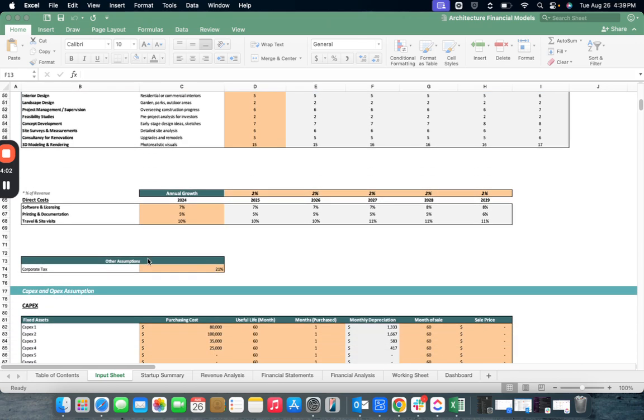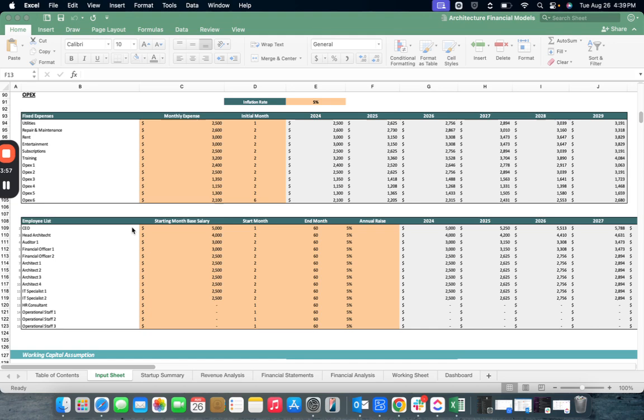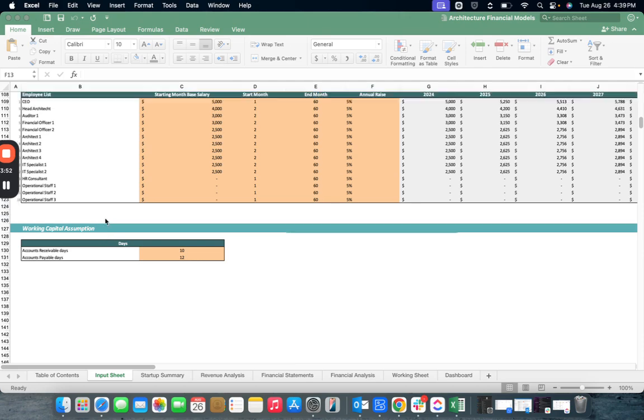Then we have other assumptions along with the capex and opex, and here we have the inputs for the employee list. Then we have working capital assumptions.